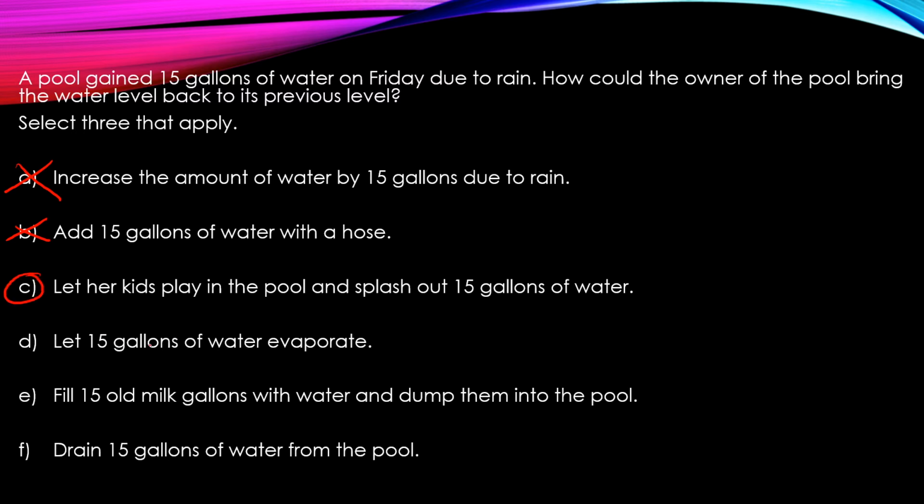D says let 15 gallons of water evaporate. That works. Evaporation is where you have your water and it evaporates. It turns into little molecules in the air, so we're losing water. That works. E says fill 15 old milk gallons with water and dump them into the pool. We do not want to do that. That's adding water. And F says drain 15 gallons of water from the pool. Absolutely. So on this one, we're told to select 3, and I have chosen my 3.